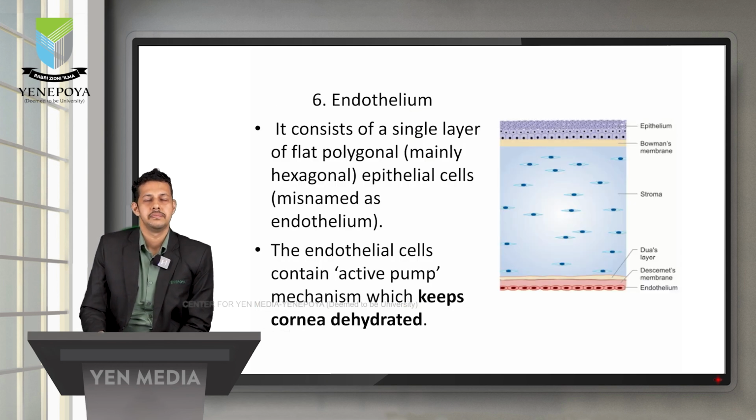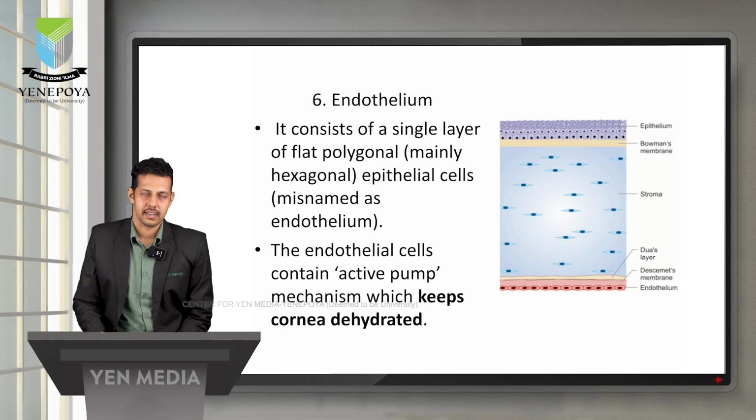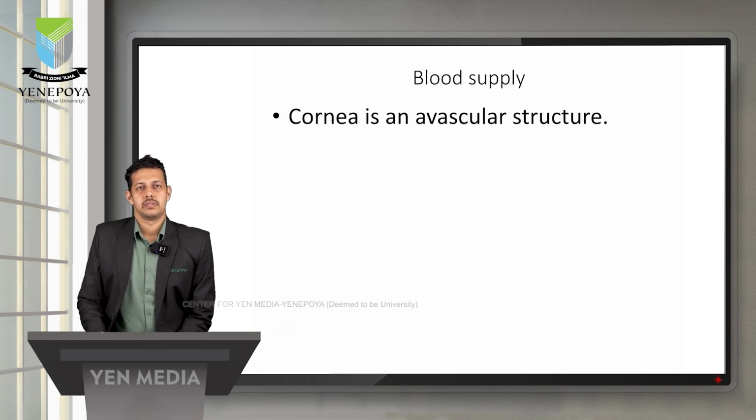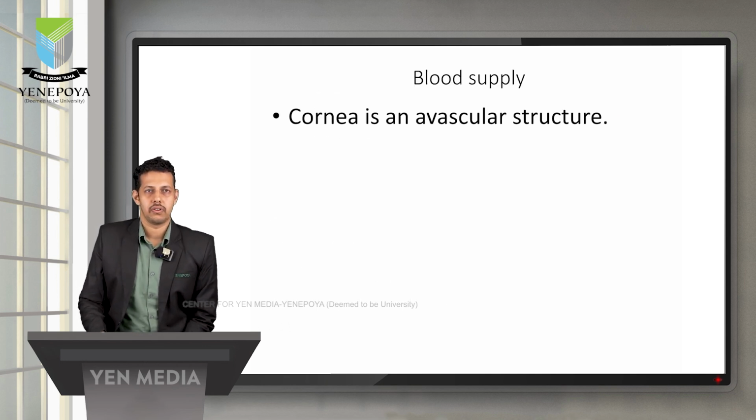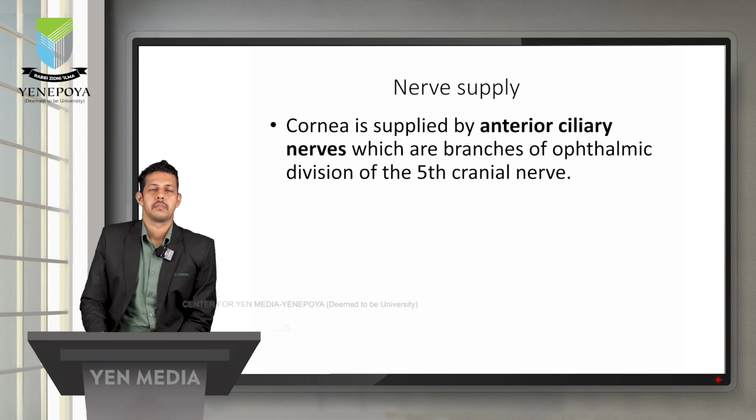The 6th layer is the endothelium, but it is a misnomer. The cells are not actually endothelial cells, they are actually epithelial cells. The role of the endothelium of the cornea is that it keeps the cornea dehydrated. As we know, blood supply is not there for the cornea, so it is an avascular structure that helps in maintaining the transparency of the structure. The nerve supply of the cornea is by the anterior ciliary nerves, which are branches of the ophthalmic division of the trigeminal nerve.